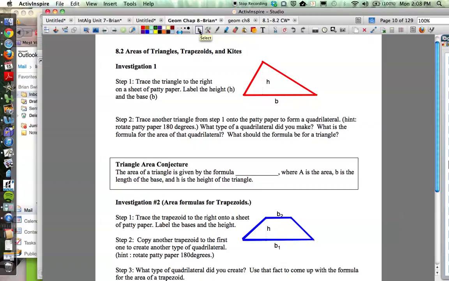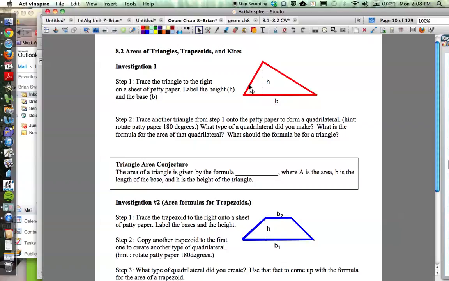So the investigation says: trace the triangle to the right on a sheet of patty paper, label the height h and the base b. Trace another triangle from step 1 onto the patty paper to form a quadrilateral. Hint, rotate paper 180 degrees. What type of quadrilateral did you make? What is the formula for the area of the quadrilateral? What should the formula be for the triangle?